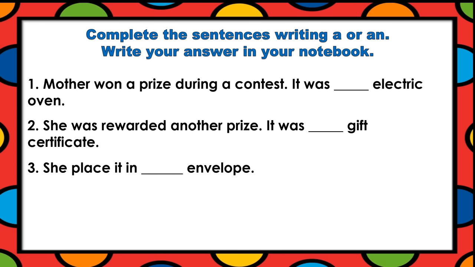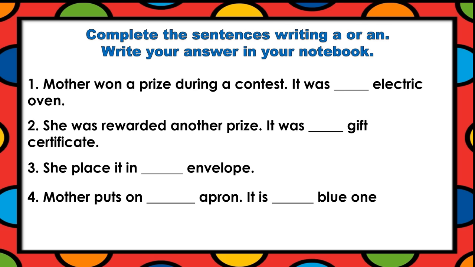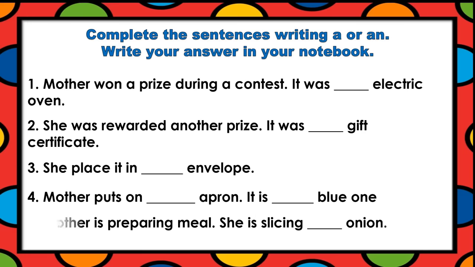Number 3. She placed it in blank envelope. Number 4. Mother puts on blank apron. It is blank blue one. Number 5. Mother is preparing a meal. She is slicing blank onion.